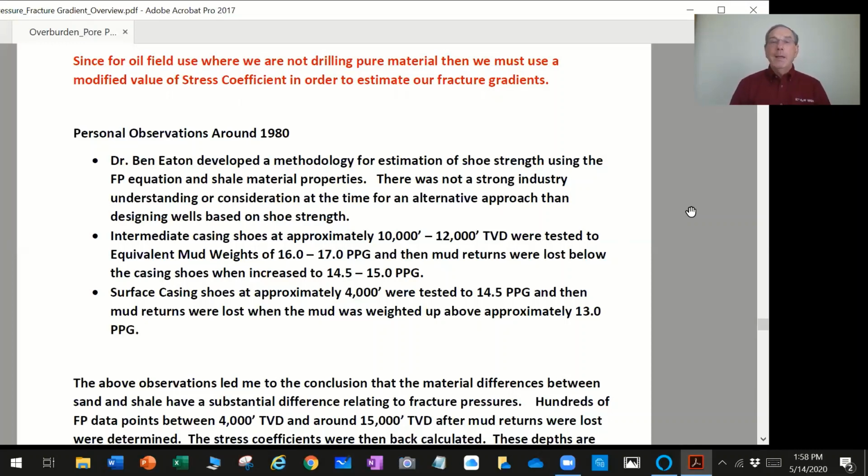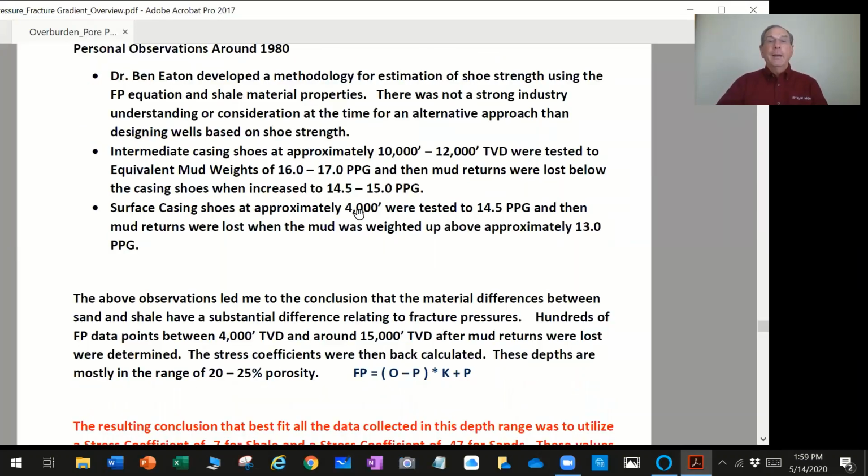At the time, there wasn't a strong industry understanding or consideration for alternate sources of estimating well design work other than using shoe strength. But what I observed early on in my career was, and I collected a lot of data, that intermediate casing shoes at approximately 10 to 12,000 foot TVD were tested to equivalent mud weights in the range of 16.7 pounds per gallon. Then when I drilled below the intermediate casing, returns were lost below the casing shoes when mud weight was increased to between 14.5 and 15 pounds per gallon.